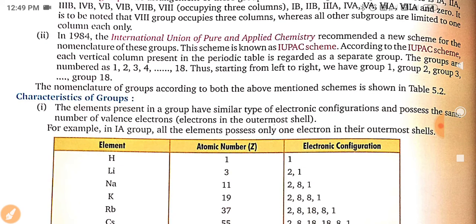In 1984, the International Union of Pure and Applied Chemistry recommended a new scheme for the nomenclature of these groups. This scheme is known as the IUPAC scheme. According to the IUPAC scheme, each vertical column present in the periodic table is regarded as a separate group. The groups are numbered 1, 2, 3, 4, and so on up to 18. Thus, starting from left to right, we have group 1, 2, 3, and in the last, 18.